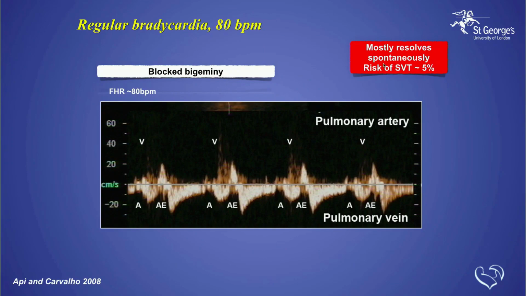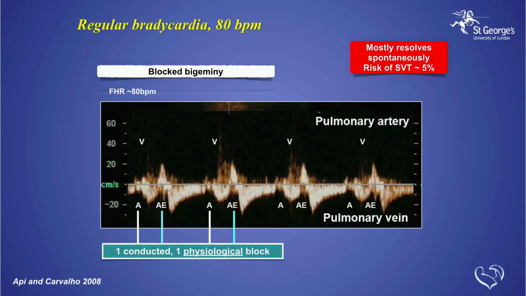This is how the blocked bigeminy would look on the pulmonary vessels. We have here an atrial systole, an ectopic, an atrial systole, an ectopic. If you look at this, and then you get used to that pattern, you immediately recognize it. So normal sinus followed by a ventricular contraction. The atrial ectopic, in this case, is so early, so close to the normal sinus beat, that you have a reversed A wave, and it's blocked because the heart hasn't recovered yet from the previous contraction. So this is a typical pattern of blocked atrial bigeminy. It is blocking a premature contraction of the atrium, but it's a physiological block.